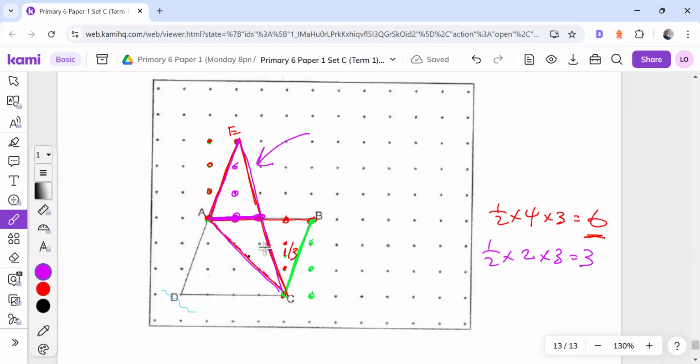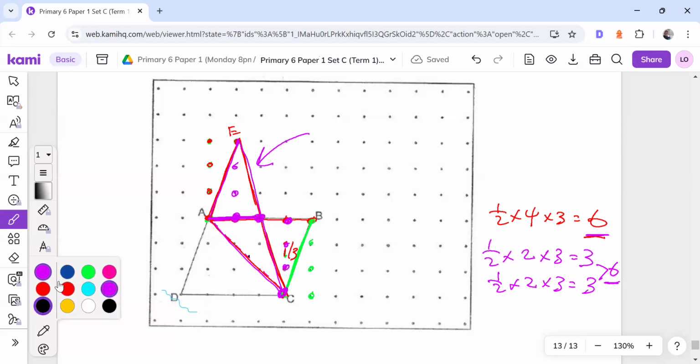The bottom is what? Half times 2 also, right? The base is 2, and the height is what? The height from here, you go down. 1, 2, 3. So the height is also 3. So half times 2 times 3, you get 3. You plus them together, you get 6. So it has the same area. So your triangle ACE has the same area as ABC.